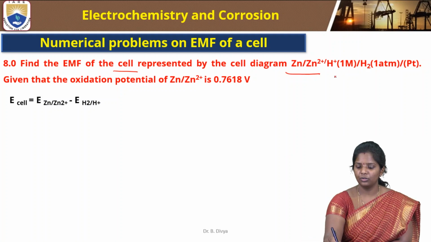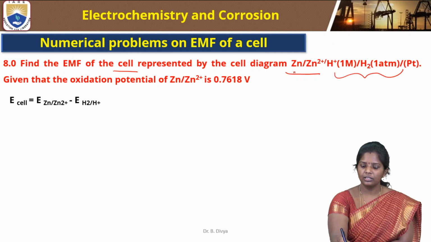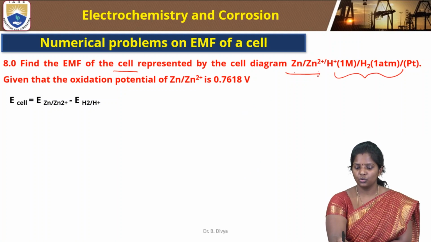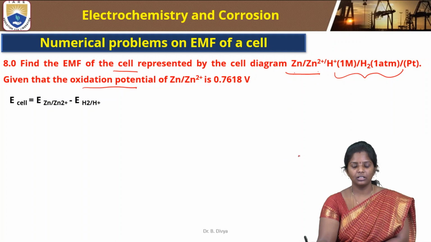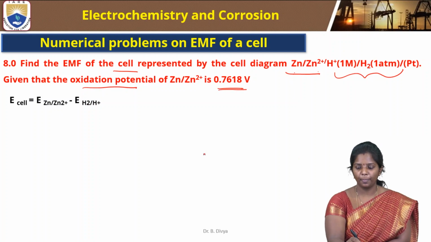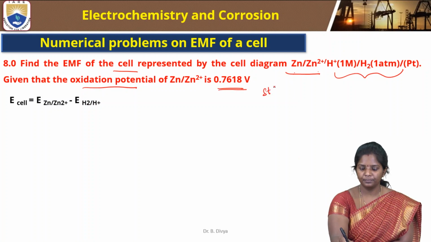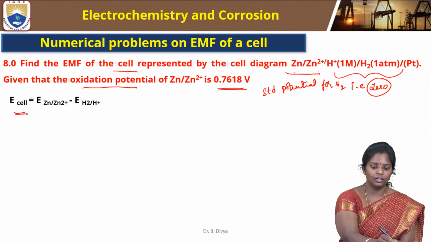with the standard hydrogen electrode. Standard hydrogen electrode is given. So here zinc is oxidizing to Zn2 plus. Given that the oxidation potential of zinc to Zn2 plus is plus 0.7618. So what is the standard potential for hydrogen? It is 0. So we have to consider it as 0. So we will substitute the same in the equation.